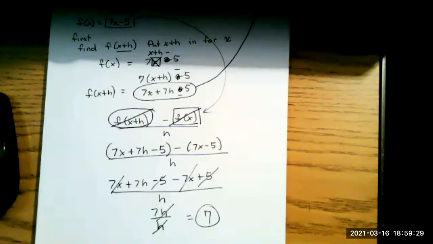That is called the difference quotient. That 7 is the first derivative of 7x minus 5.